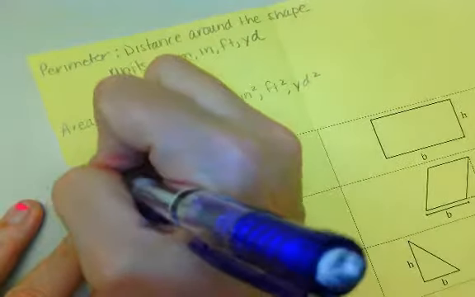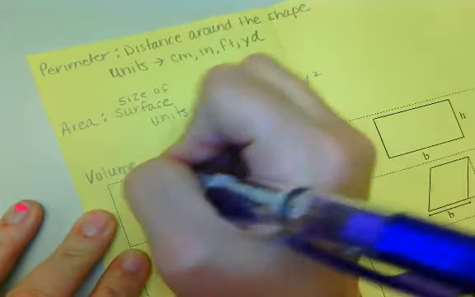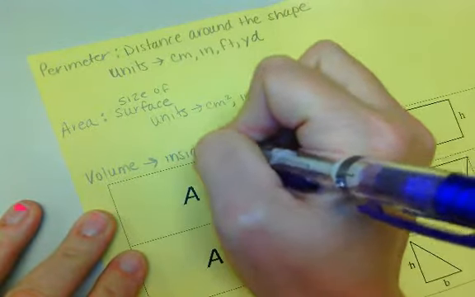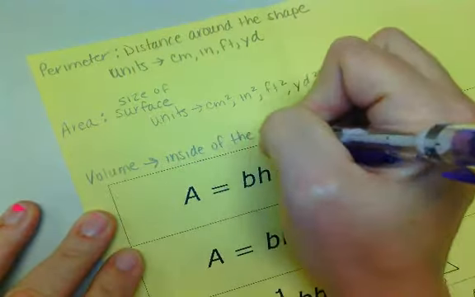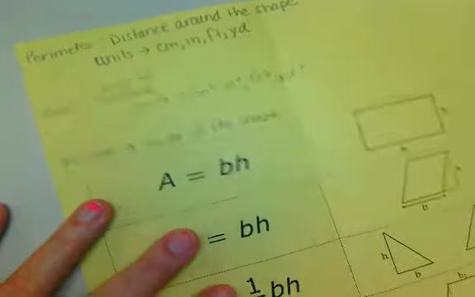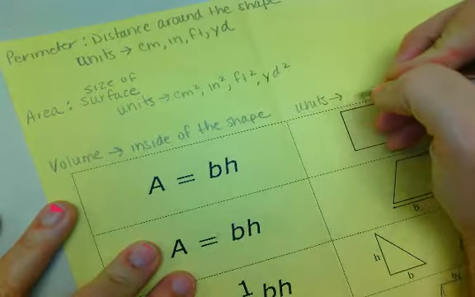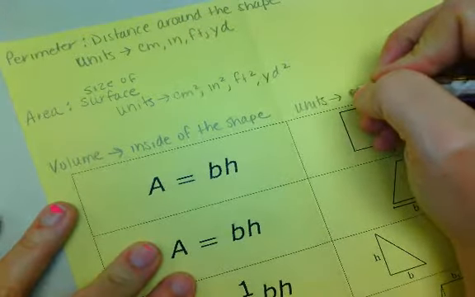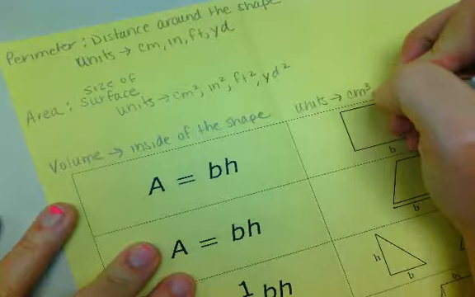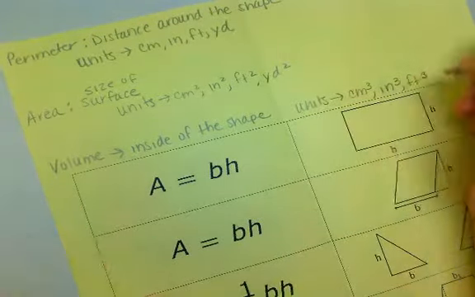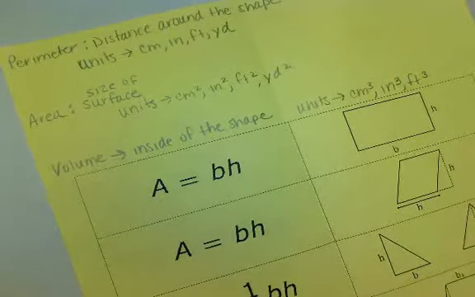And then you have volume. Volume is the inside of the shape. So how much does it take to fill the shape? Okay, and the units for that are in cube form. So like centimeters cubed, inches cubed, feet cubed, and so on.